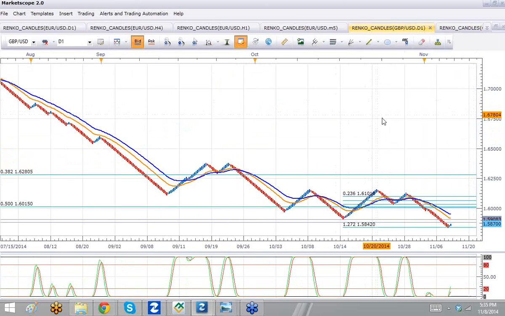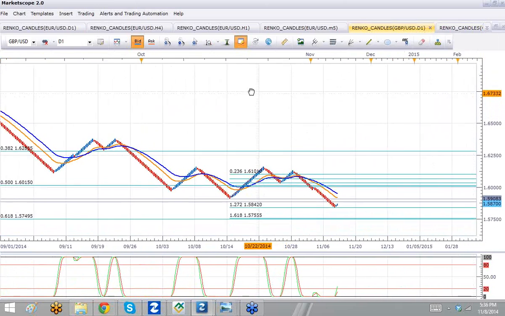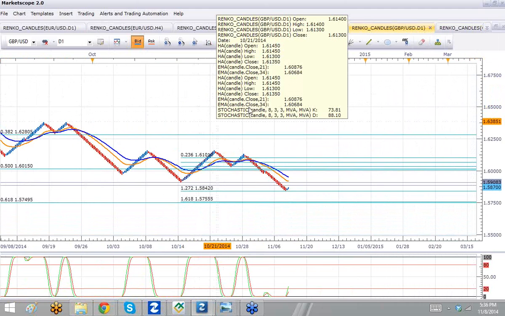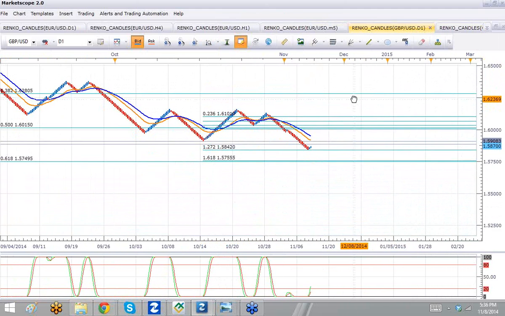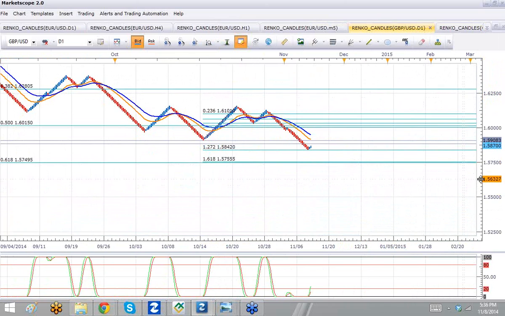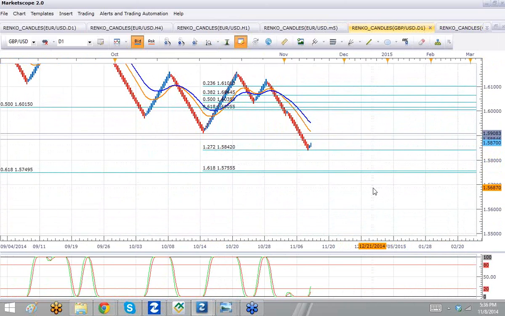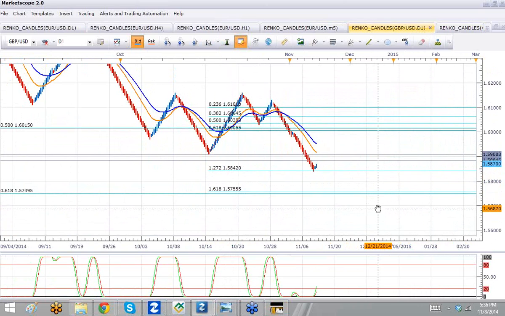So this is a pound USD daily chart, but the beauty of these charts is that they are not time sensitive.